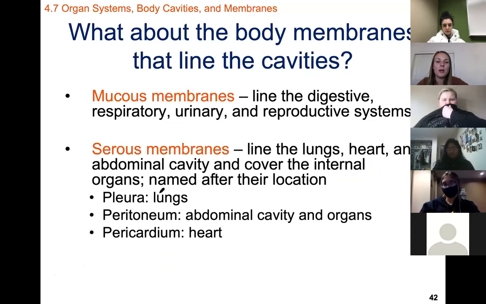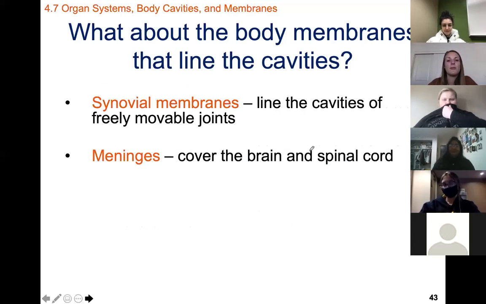So pleura means lungs. The peritoneum is the abdominal cavity and organs, and the pericardium is the heart. Cardi, like cardium, not Cardi B. Pleura, lungs. They're named after where they're at, essentially. So this is what the cavities are made up of.